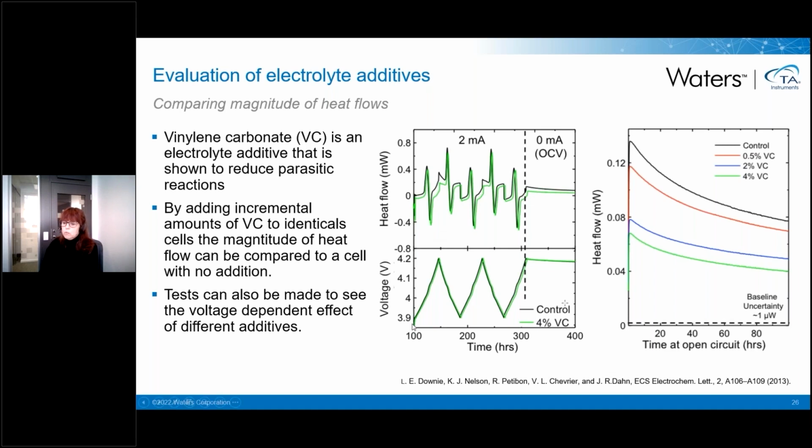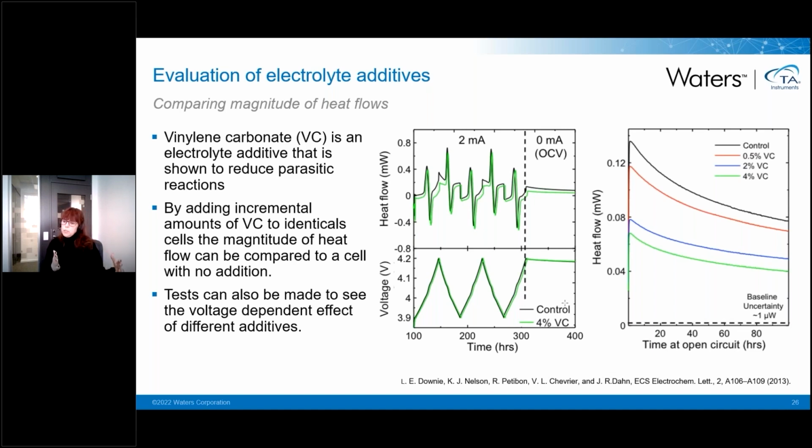Looking at the voltage for the charge-discharge, there is no difference, but we can see quite a bit of difference between the green curve, which is 4% additive, and the black curve, which is the control with no additive at all. We can see that the control has a higher heat flow than the one with the additive at all times, which indicates there are more parasitic reactions.